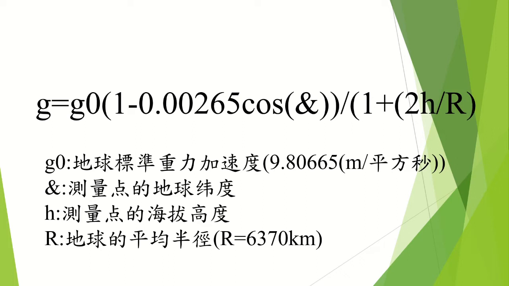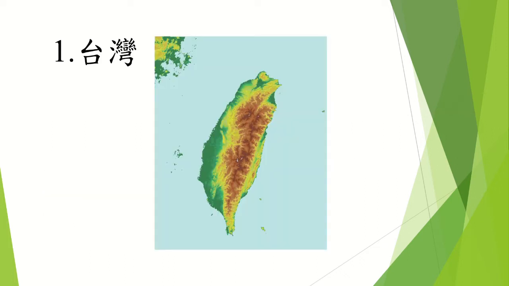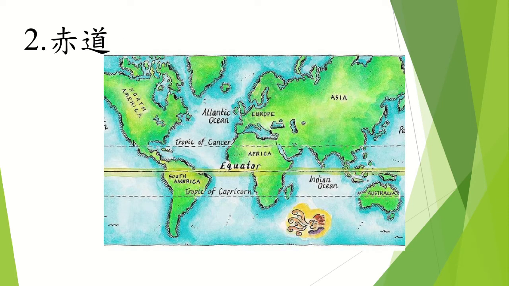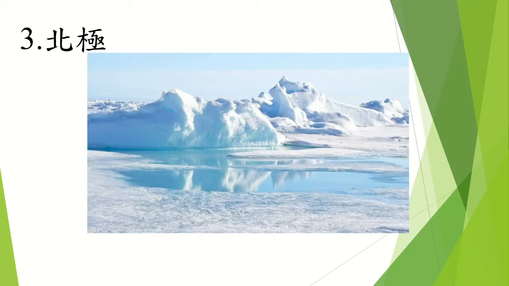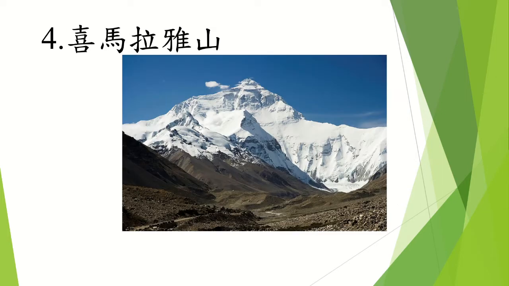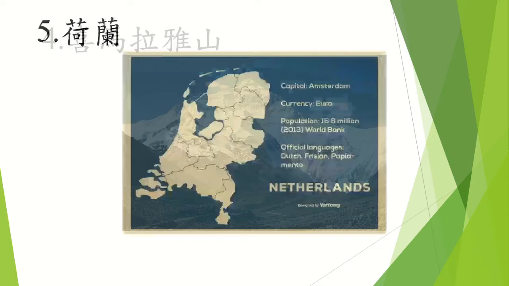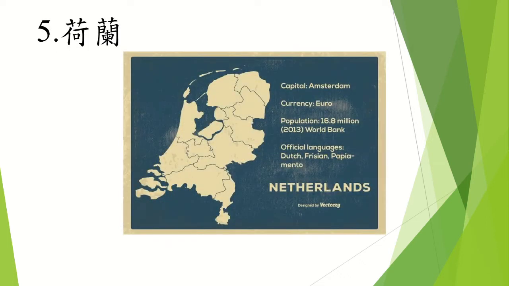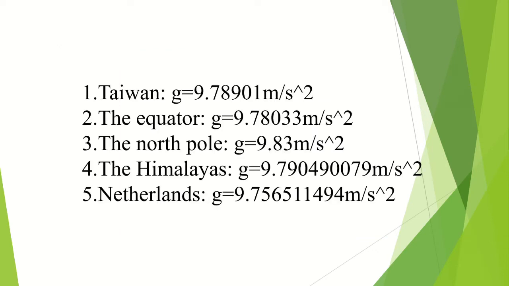Why did I choose these places? It's because Taiwan is the place we live. The equator has the lowest latitude on Earth. The North Pole, on the other hand, has the highest latitude on Earth. The Himalayas has the highest altitude on Earth. And the Netherlands is just a representative for countries that are lower than altitude 0. After our calculation, we get the values.